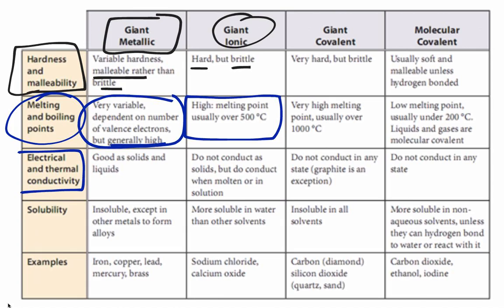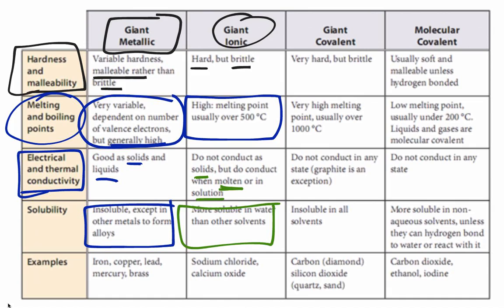Now here's the difference as well: electrical and thermal conductivity. Metallic compounds can conduct electricity as solids and as liquids. Remember, ionic cannot as solids, but they do when we melt them down, when they're liquids, or if we dissolve them in water. So ionic compounds have to dissolve in water. Metal compounds do not dissolve in water, again, almost as a rule. So examples of things that are metals are iron, copper, lead, mercury, but even alloys like brass have giant metallic structures. Ionic, we have sodium chloride, calcium oxide. Now, we have a couple other things.